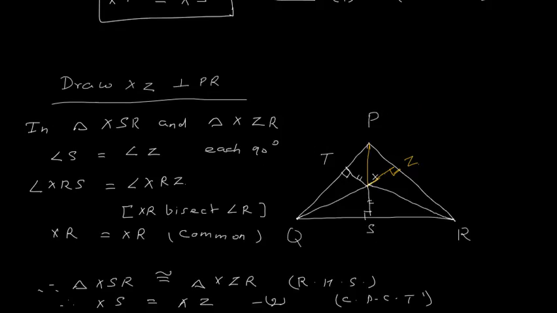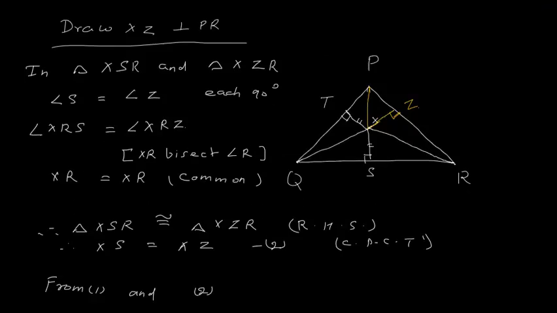We have to prove that AD and BC are equal, and AC and BD are also equal. AC and BD, that is also equal. So let me join AC and BD. That also I have to prove, that they are equal.